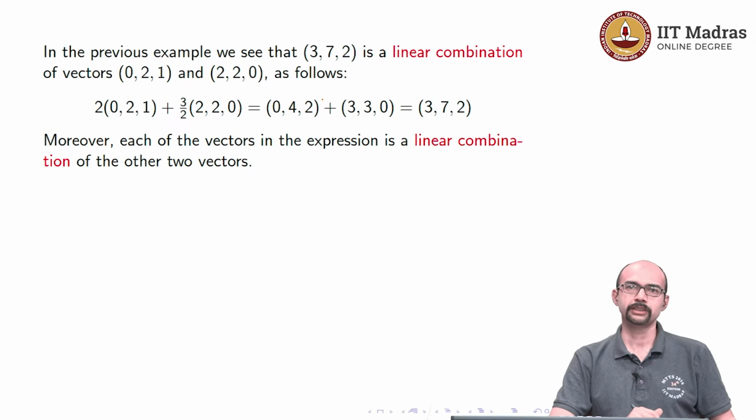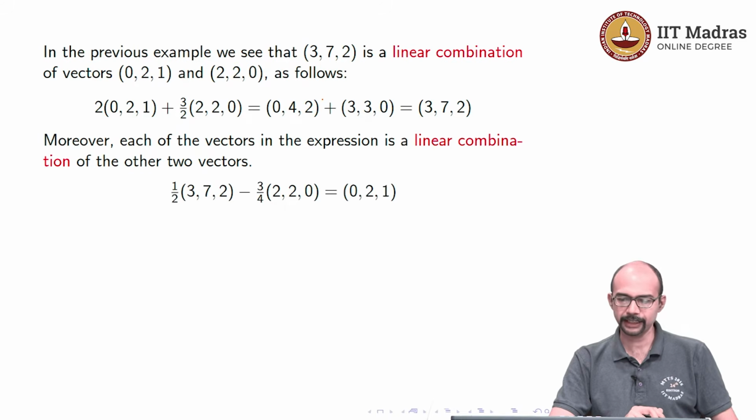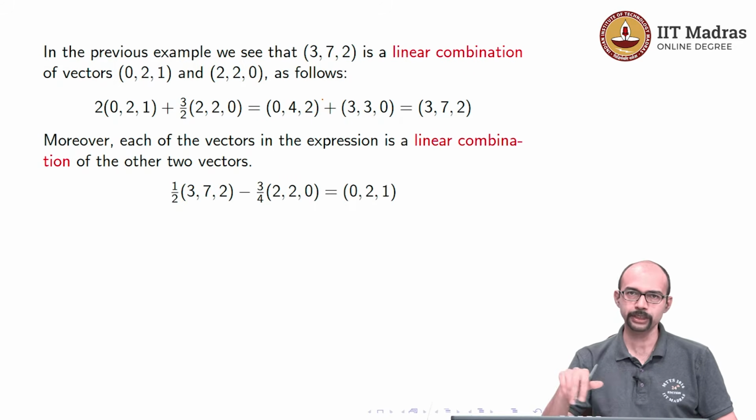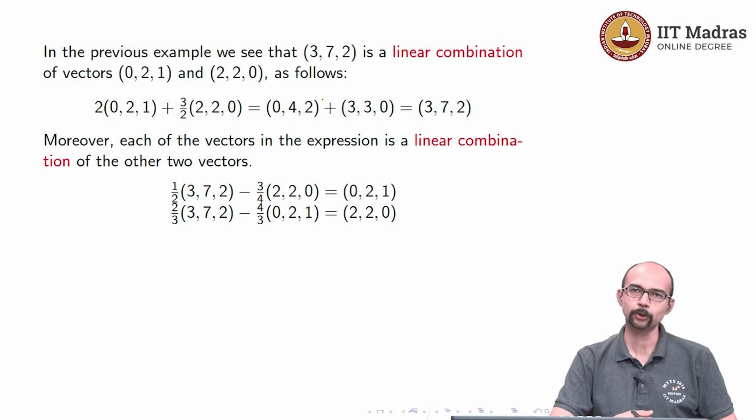So we can again play the same game. Instead of writing 3, 7, 2 as a linear combination of these two, we could instead write, let's say, 0, 2, 1 as a linear combination of the other two, 3, 7, 2 and 2, 2, 0. Yeah, how do we do this? Move the other term on to the right side and then divide by the corresponding coefficient. Okay, or you could write 2, 2, 0 as a linear combination of 3, 7, 2 and 0, 2, 1. Again same idea. So I'll suggest you check this.